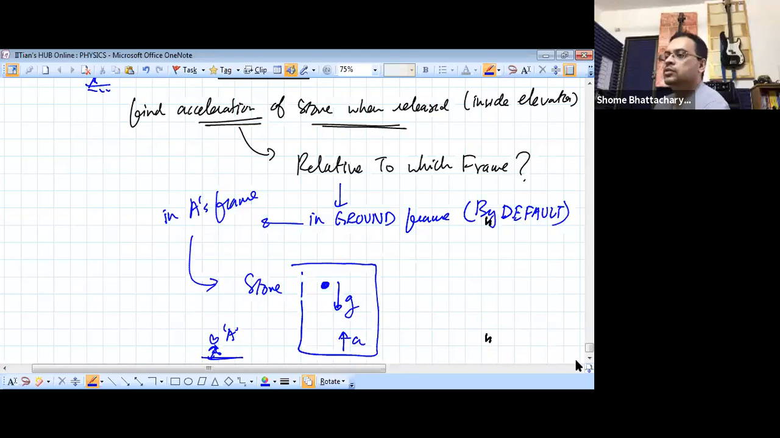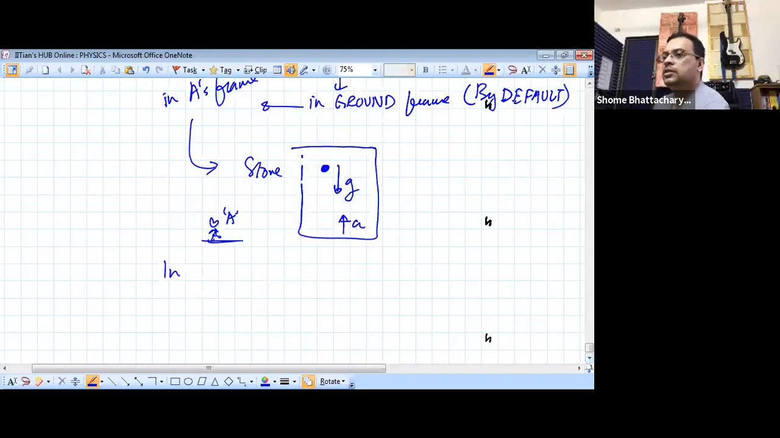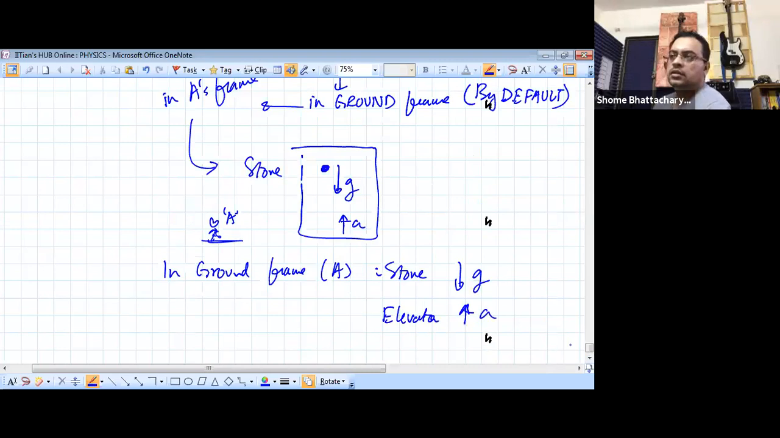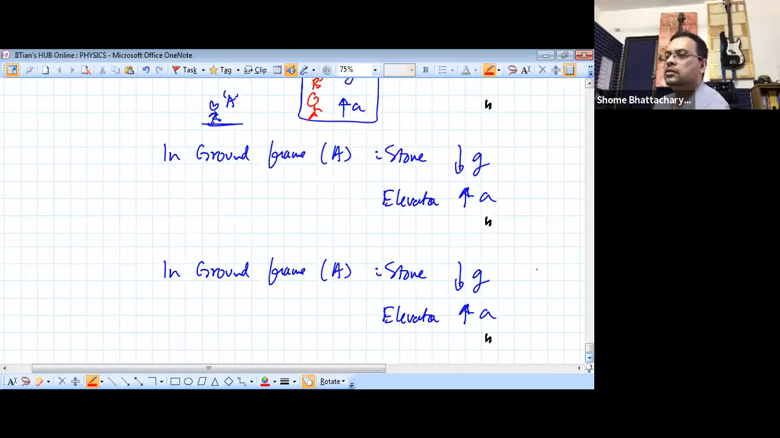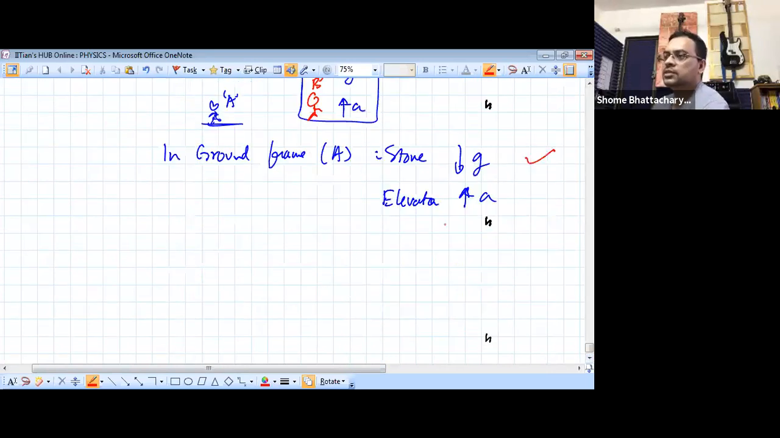Okay, so the answer will become G. So in the ground frame, that is the frame of the observer A, the stone will have a downward acceleration of G, and the elevator has an upward acceleration of A. Whereas if you talk about the observer B, then it's a different matter. For the observer B, what is happening? Here our answer will be this, because that's what we're looking for.